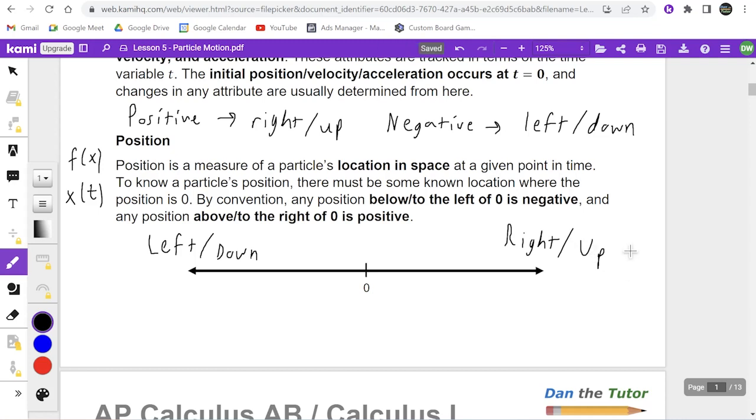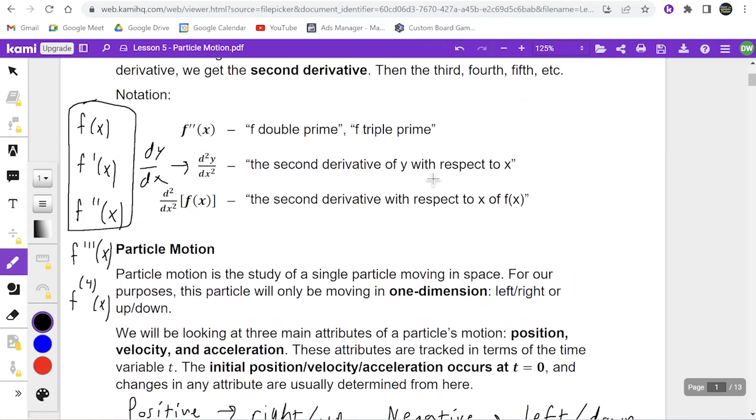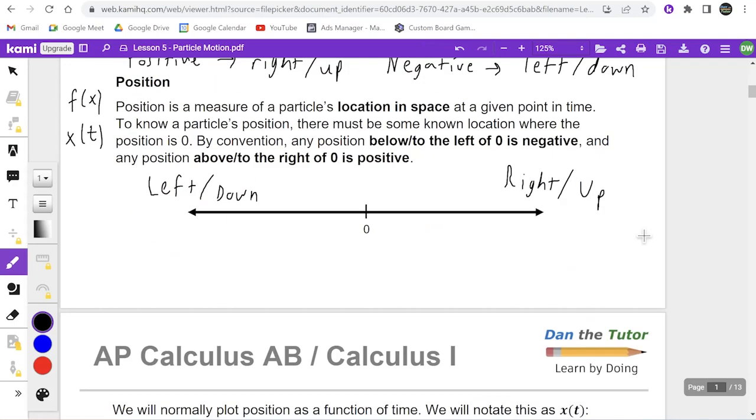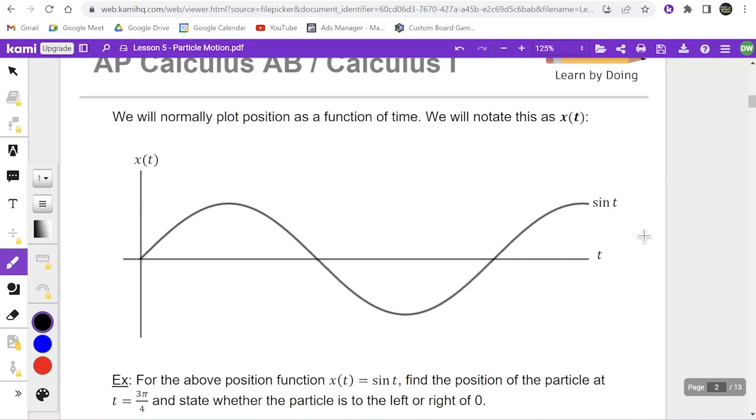One more thing I just want to write here while we're still on the first page: if I go back up to the top with what I was saying about the x prime, double prime stuff, since we're primarily going to be dealing with x of t today, I just want to show you what this is going to look like. x of t is the original function, the position. x prime of t is going to be the first derivative, and x double prime of t is going to be the second derivative. So don't be surprised when I use this notation instead of f of x in today's lesson.